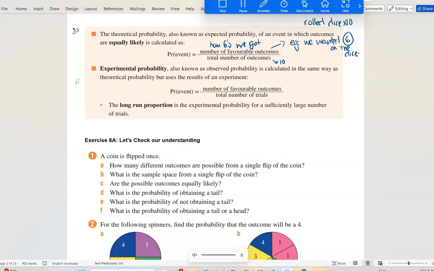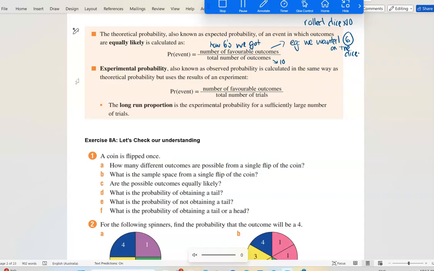So we're just studying them, say over a month, daily over a month. We were just studying and looking at the result of that, and out of how many days we were looking at it, all right? So that's more experimental probability. So the long run proportion is the experimental probability for a sufficiently large number of trials.